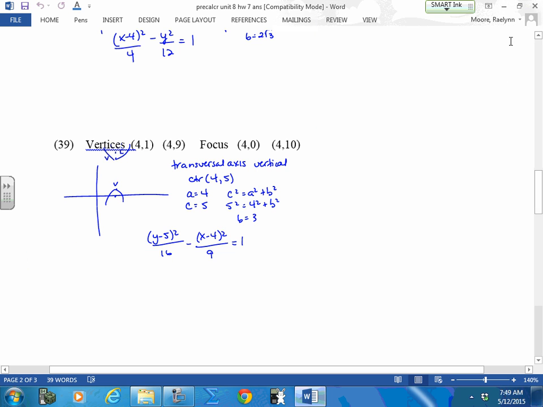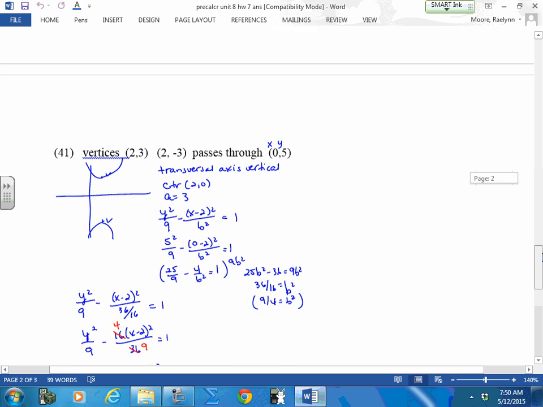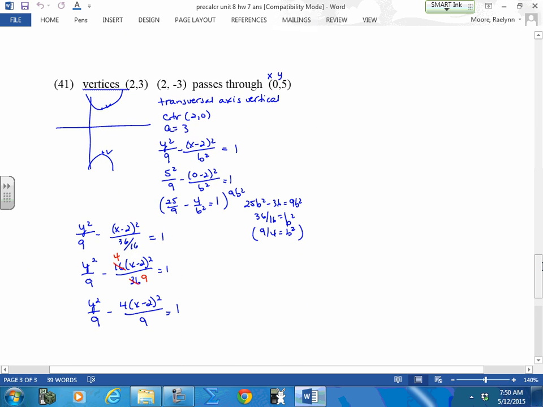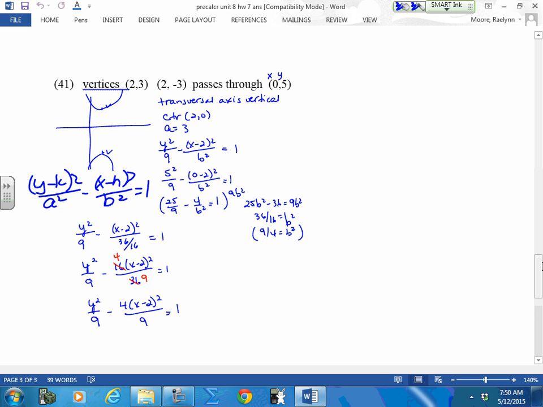Okay, and this one is a little tougher. We start with your vertices. Your vertices tell us it's a y. So we're going to start with your y first. Okay, so now we're going to fill them in. Your center, find the average of your two, is at 2, 0. So plug in 2, 0. You can find A, the distance from your center to your vertex: 3.